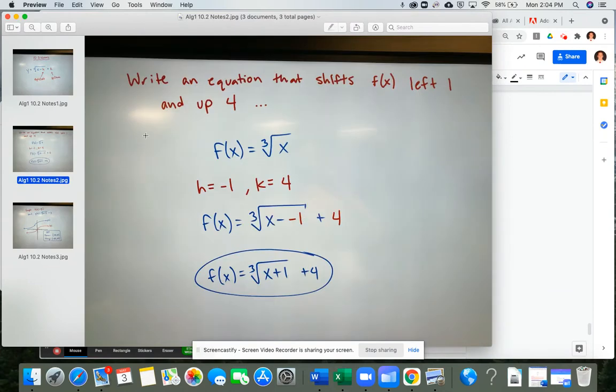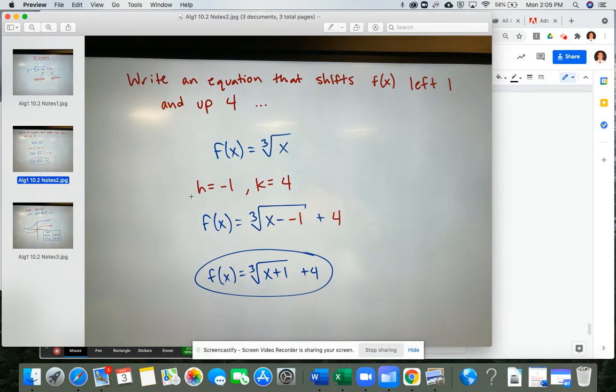So in our first example, we want to write an equation that shifts our equation f of x left 1 and up 4. Well, left and right happens inside the radical, and up and down happens outside the radical. And we're starting with f of x equals the cube root of x. This is where we're starting.